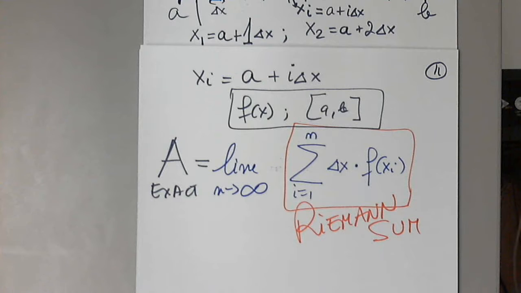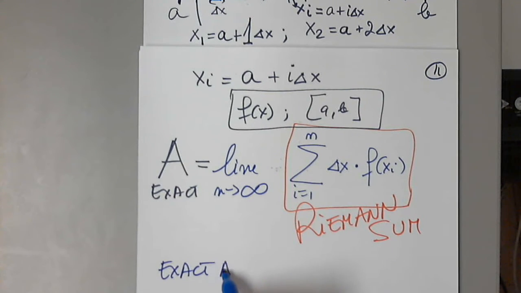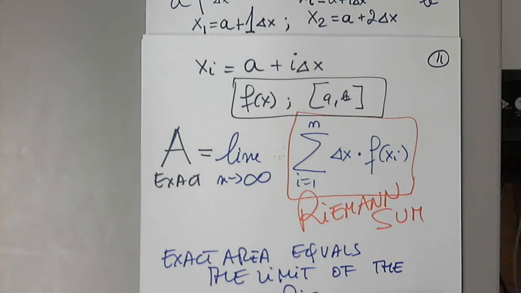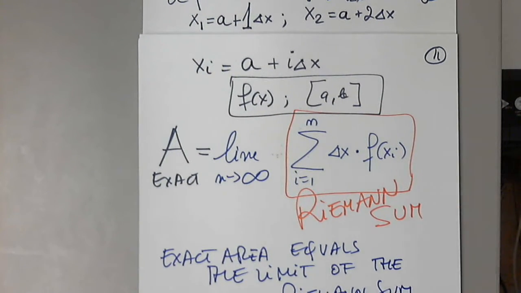And we say that the exact area under a graph of a function on the interval a comma b equals the limit of the Riemann sum. Not just the Riemann sum. It has to be the limit. Because we don't want to stop at n. Whatever n is, I want n to go to infinity. And now it's guaranteed to be equal, to be exact, not an approximation.